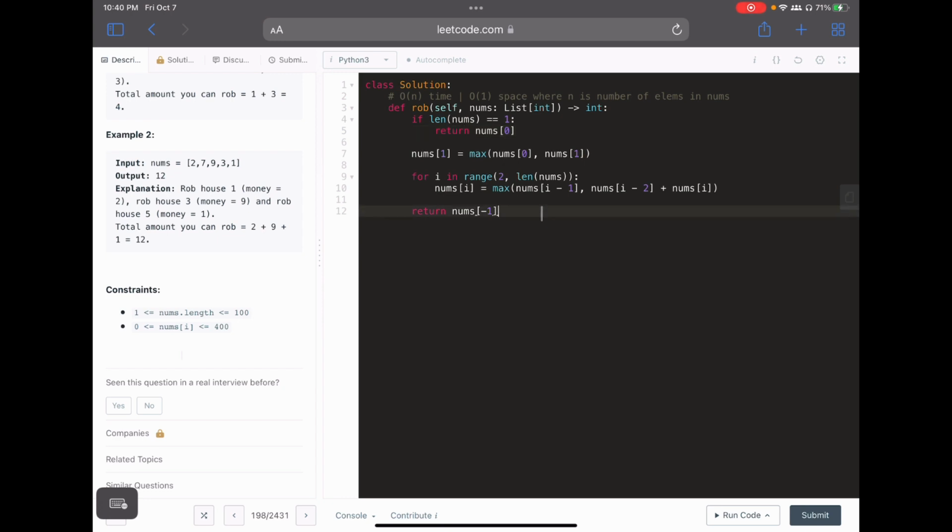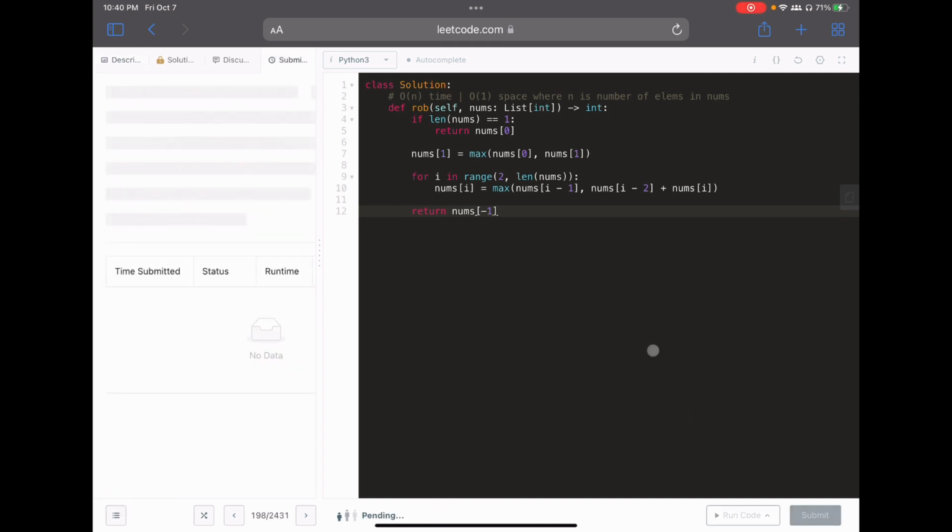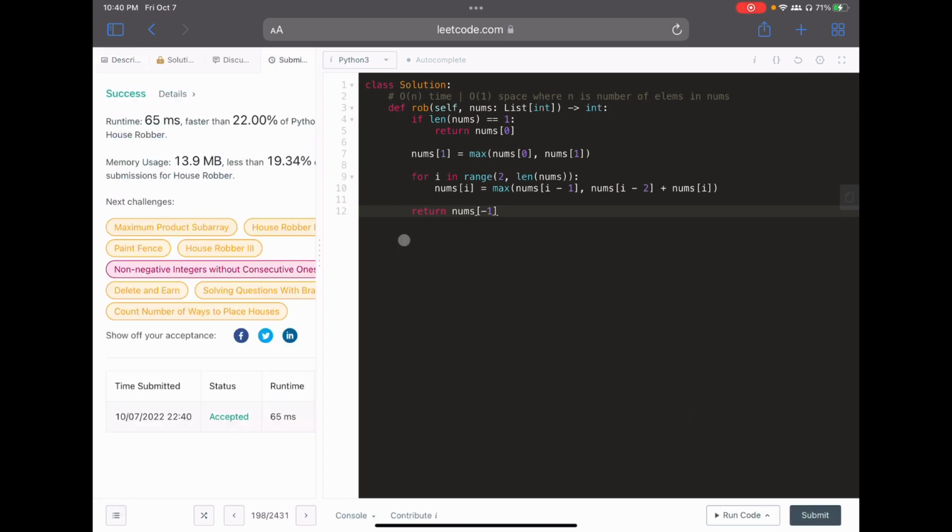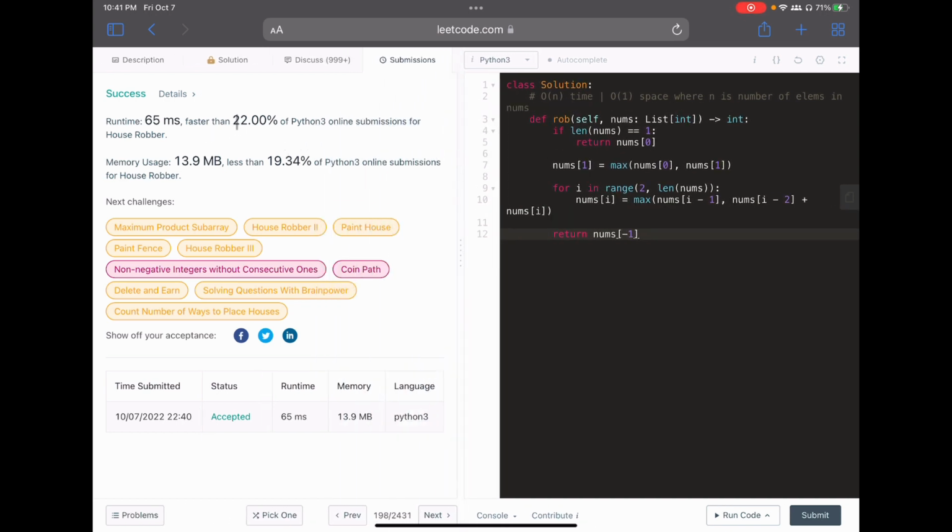So this is our solution and our algorithm. Let's see how we did. All right, it worked. I'm glad it did. And it looks like it's rather performant and also rather space efficient.